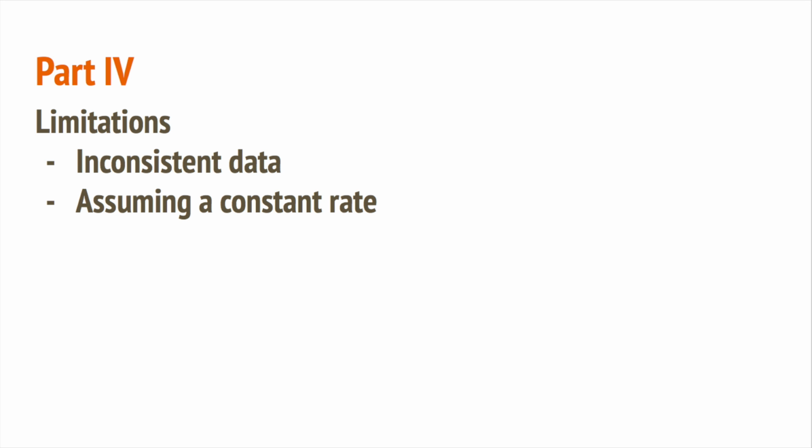For part 4, we address the limitations that occurred in this project. One limitation was inconsistent data. The owner did not measure the precise distance each time, but rather guessed or estimated when the dog swam or ran. Another limitation with the data was the assumption that the dog ran and swam at a constant rate. The dog might have run faster and swum slower, or vice versa.